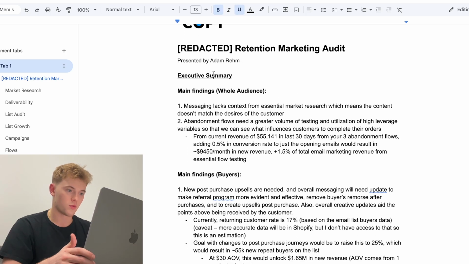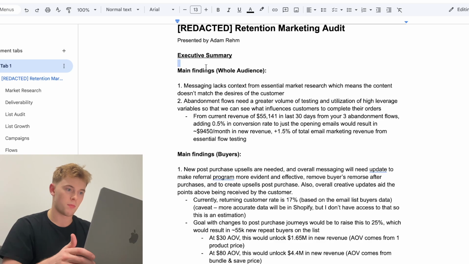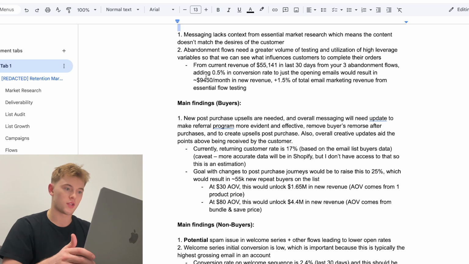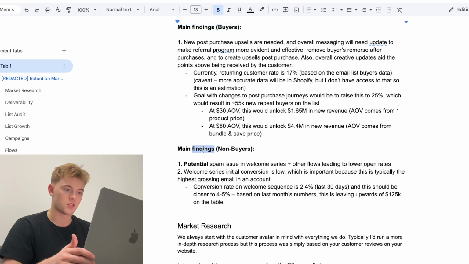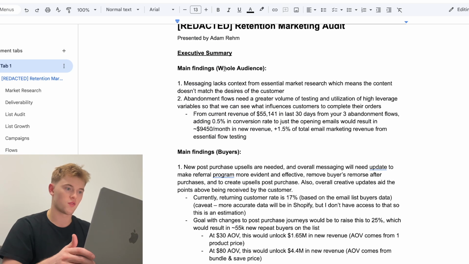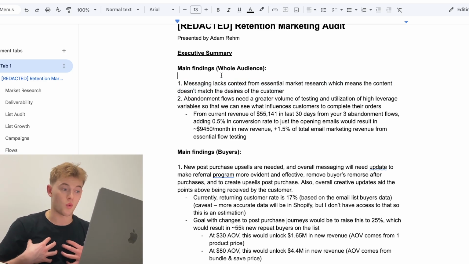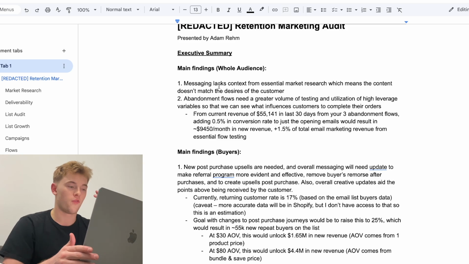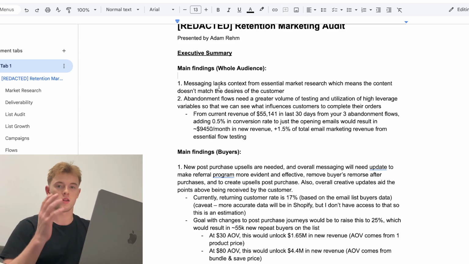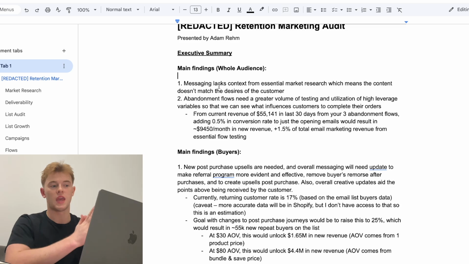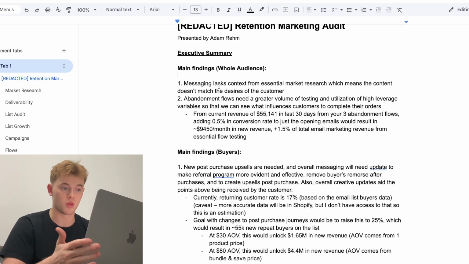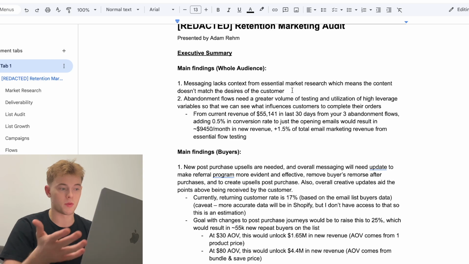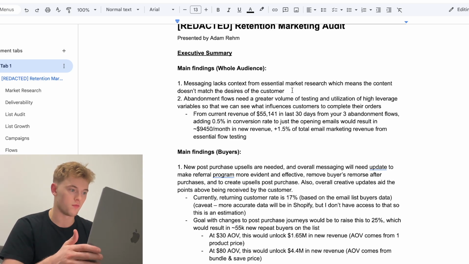First of all, we start with an executive summary. So we found some main findings for their entire audience, and then some main findings for just their buyers, and then some other main findings for just the non-buyers. The main finding for the whole audience was that the messaging lacked the context from the market research that we ran ourselves. We ran a whole market research process for this brand as part of this audit. And the main finding from that market research was not being communicated properly in the actual email content. So that was a really big piece of what needs to be fixed as a result of doing this audit.